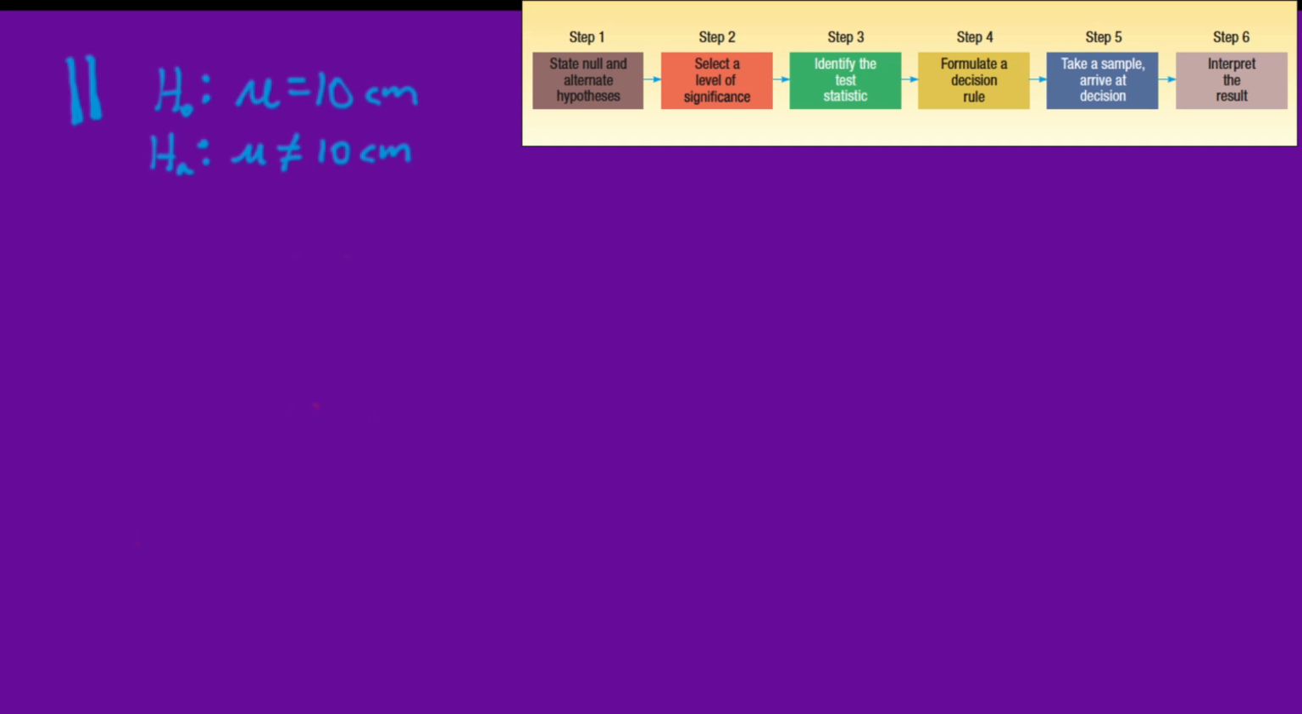Step 3 in our process is to identify the test statistic. Now for us here in chapter 10, what that largely means is, should we use the Z statistic or the T statistic? And that decision is going to follow directly as it did in chapter 9.